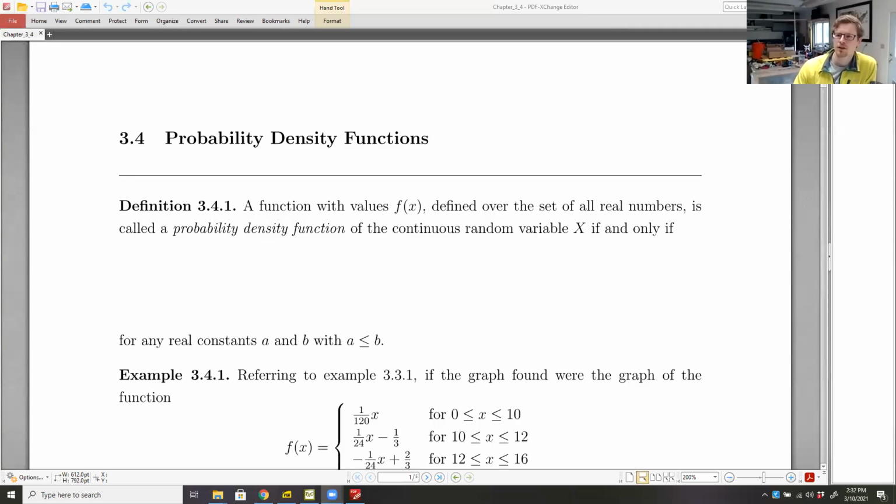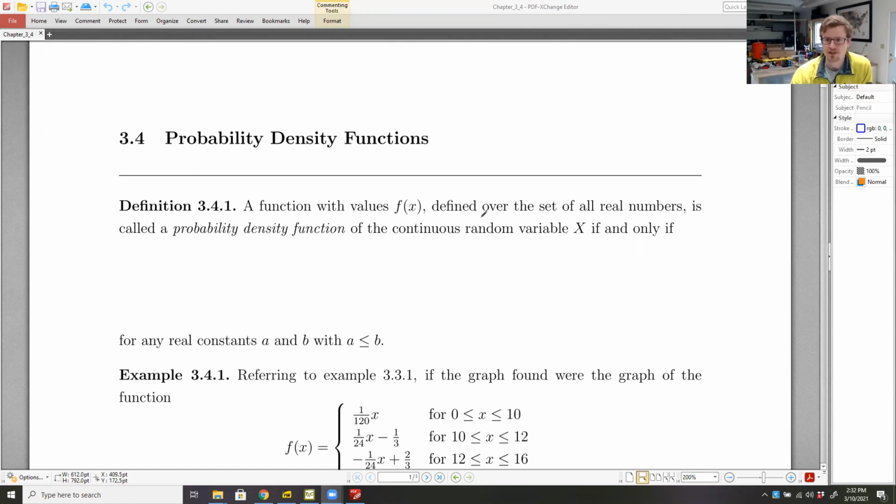So this is the analog to section 3.2, probability distributions. All right, excellent. So let's take a look at this section. So we've got a new definition, of course.